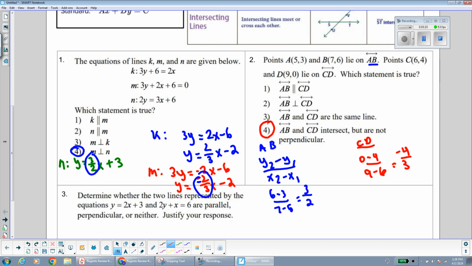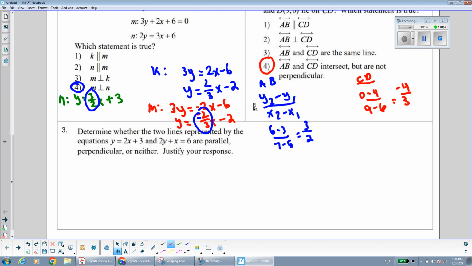They intersect. They're not parallel to each other. They don't have the same slopes, and they don't have the perpendicular relationship of opposite reciprocal slopes. So they intersect. They just don't intersect to form 90-degree angles.